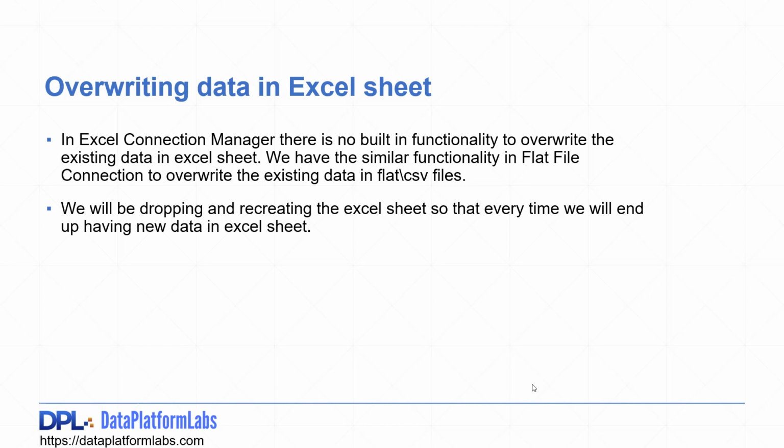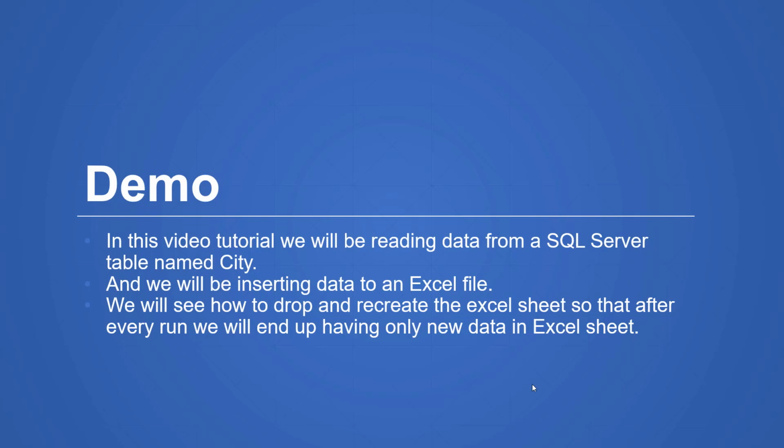We can achieve this by first dropping the Excel sheet from the Excel file, then recreating the Excel sheet, and then inserting data into it. In this video tutorial, we will be reading data from a SQL Server table named city, and then inserting the data into an Excel file, and then we will see how to drop and recreate the Excel sheet, so that after every run we end up having only new data in the Excel file. Okay, so let's jump to the demo.